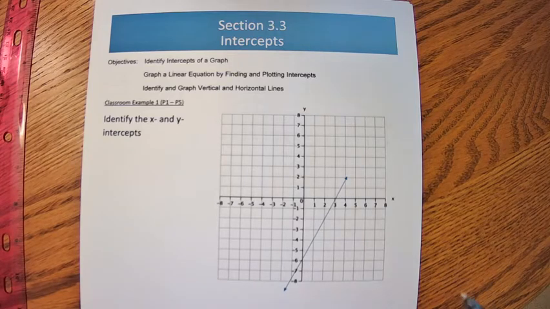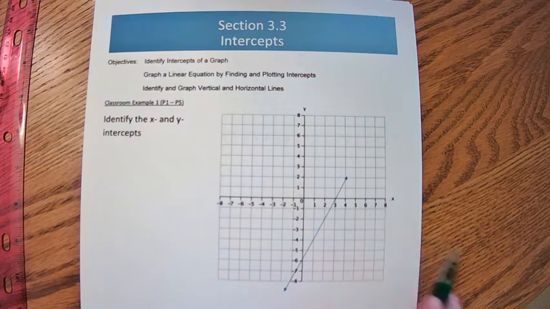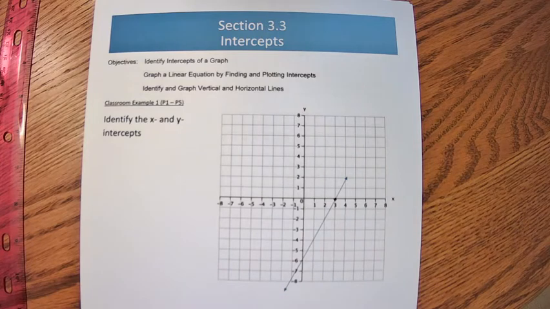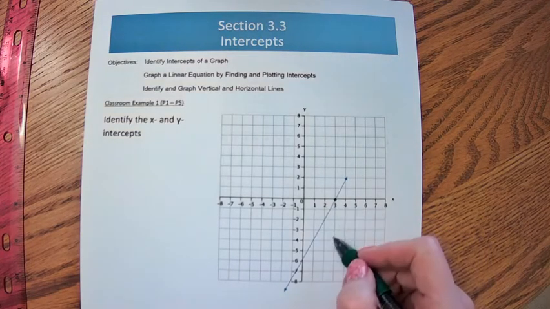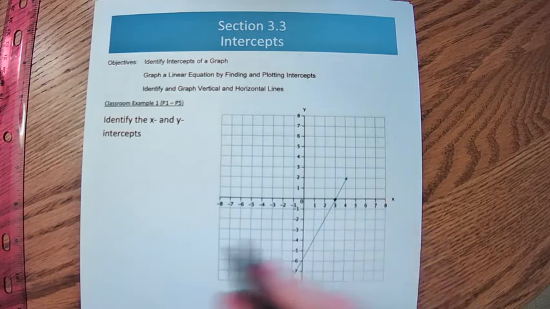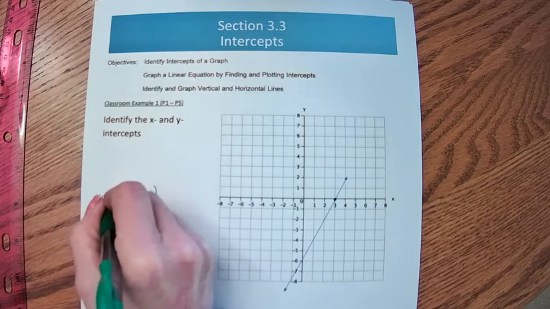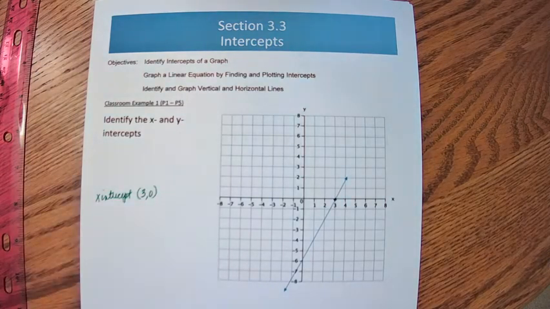All right, so this is considered the x-axis, and the point where the graph crosses the x-axis is called the x-intercept. Where we cross the x-axis is the x-intercept. So for this graph right here, the x-intercept would be the point 3, 0. That's the x-intercept. X-intercepts and y-intercepts are points.